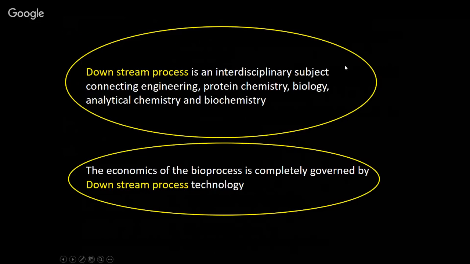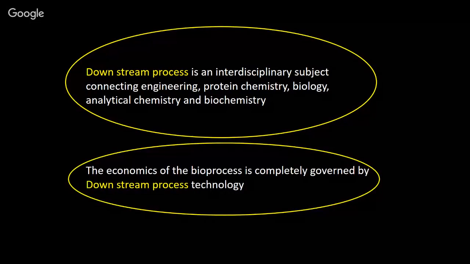Based on what we have spent over the past so many weeks, we can say downstream processing is an interdisciplinary subject. It connects engineering, biology, analytical chemistry, and biochemistry. And the economics of the process is completely based on downstream, because 60-70% of the total cost of the product could be because of downstream. As I said, chromatographies are very expensive. So if you have many chromatography steps, then your product cost is going to shoot up.